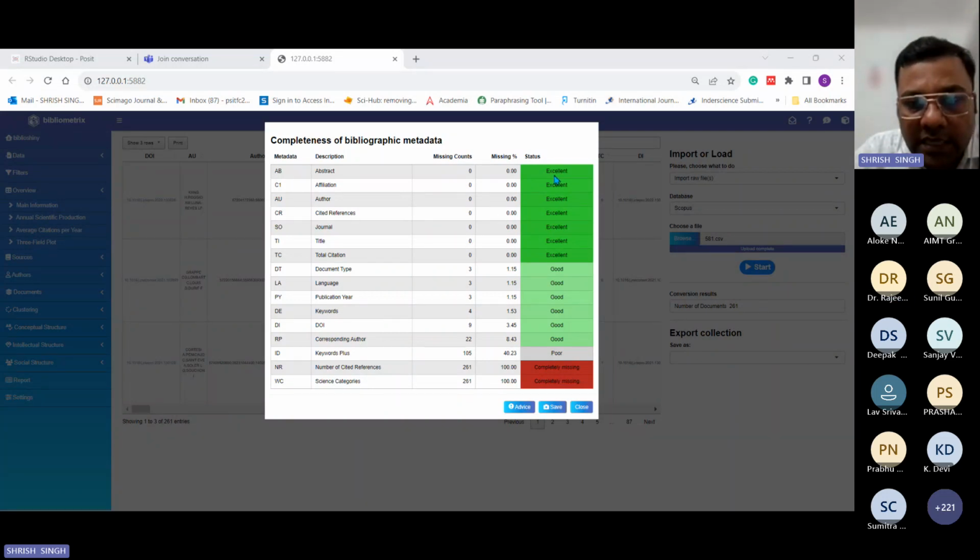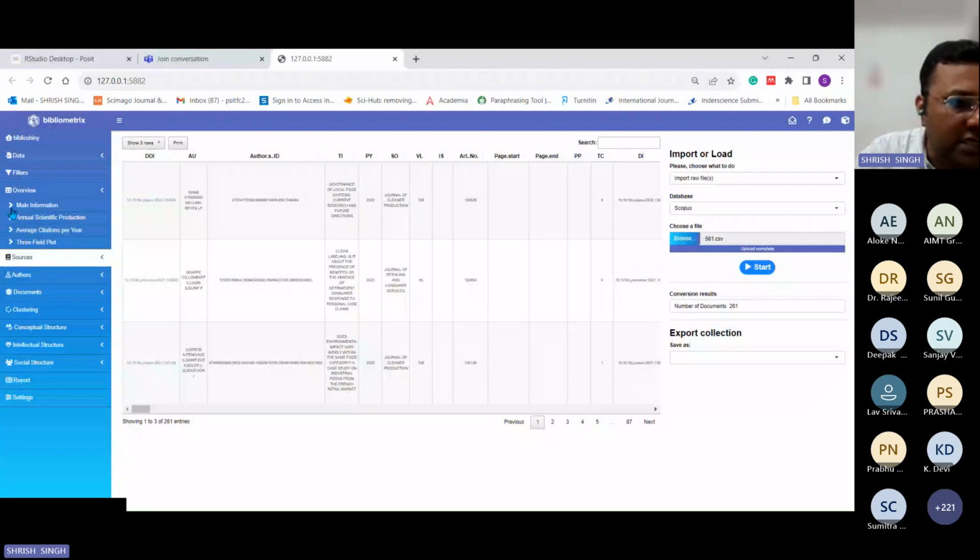If there is some problem, then it will show like this. Suppose it is completely missing. If it is red, it means your abstract is not complete, your affiliation is not complete, your authors are not complete. Then you cannot use this data. Why? Because some metrics will be missing at the time of analysis. So I'm going to analyze the things once again.